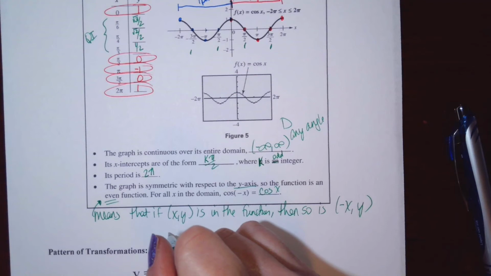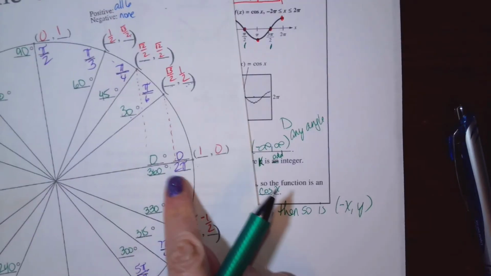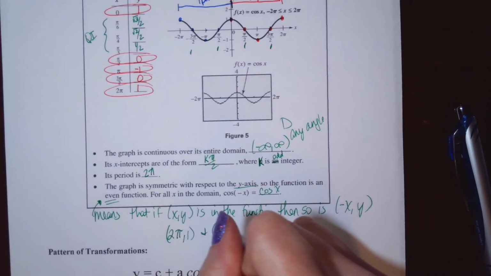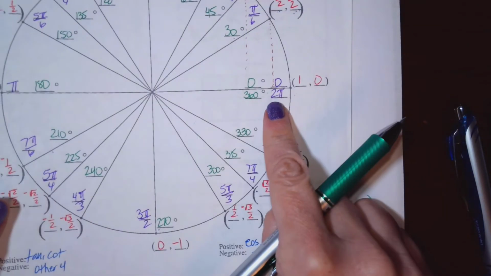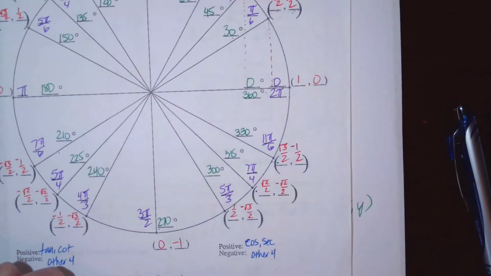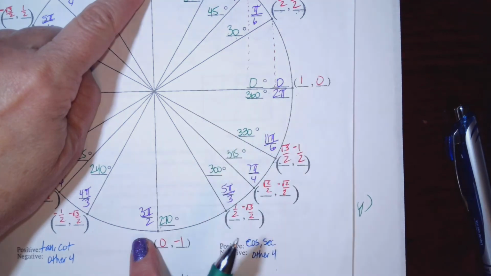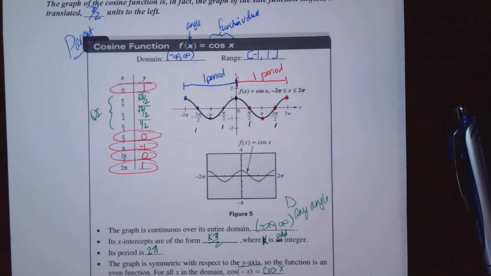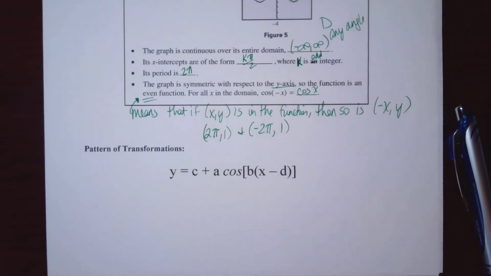So, for example, at 2 pi, my cosine function value is 1. And at negative 2 pi, my cosine function value is 1. Positive pi half or negative pi half, my cosine function value is 0. All right, even function. Cosine is even. Sine is odd, cosine is even.